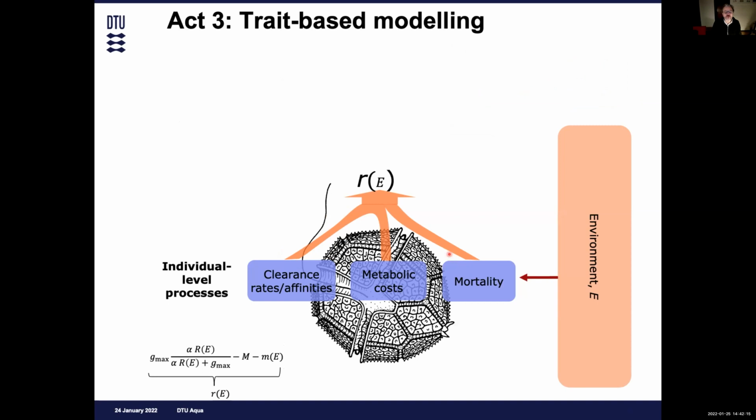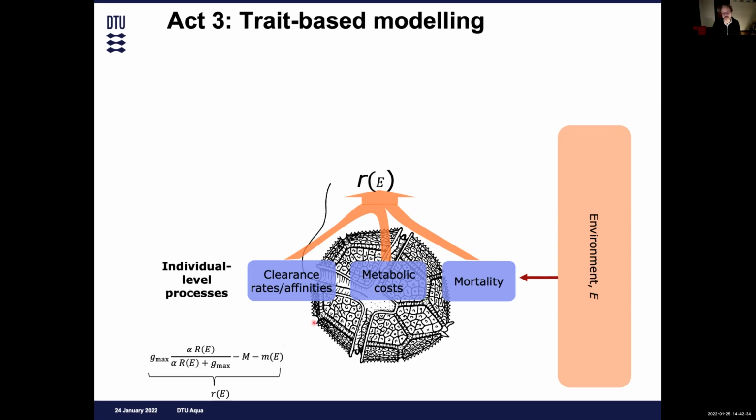Okay, so once we have decided upon the traits, the next step will be to build a trait-based model. To illustrate the concept of the trait-based model, we have seen several already today, but here I go a little bit more abstract. I'll actually start with a model that's not trait-based. So this is a standard model.